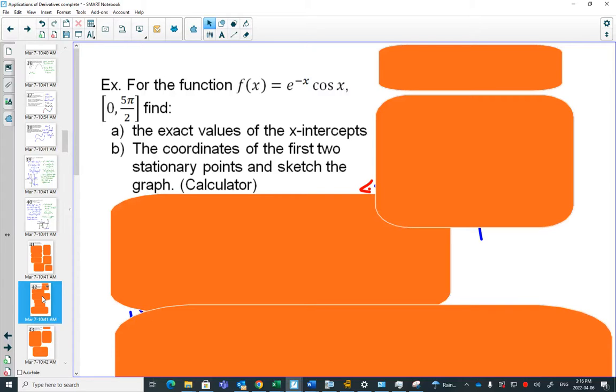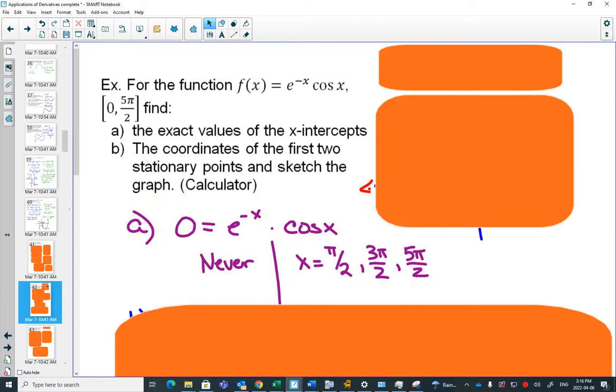How do you find x-intercepts? Plug in 0 for y. So I plug in 0 for y, and I try to solve this. It's already factored. It's multiplying, so you can split it, and it's either this part is equal to 0 or this part is equal to 0.